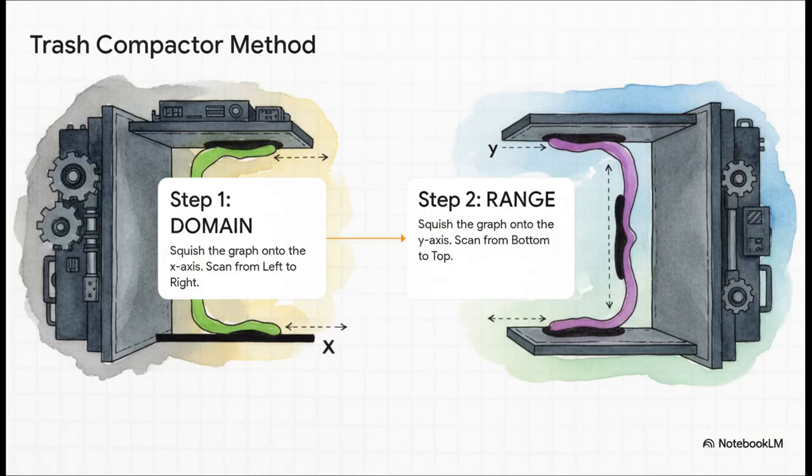Okay, here's how the method actually works. I want you to imagine that your graph is made of something squishy, like clay. To find the domain, picture two giant walls, one on the left and one on the right, closing in and squishing that graph completely flat against the x-axis. The little shadow or mark it leaves behind, that's your domain. And we always find it by scanning from left to right. Then, for the range, you do the same thing, but with a floor and a ceiling, squishing the graph onto the y-axis. And this is key. For the range, we always scan from the bottom to the top.